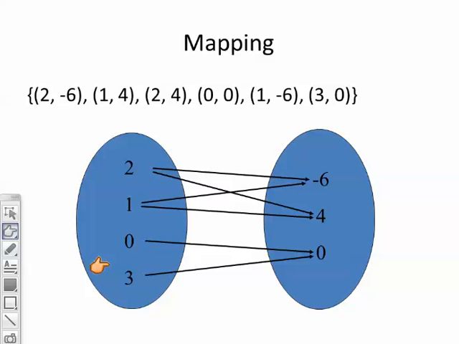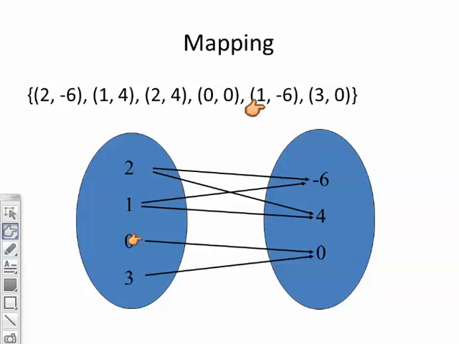Bubbles. Okay? And I'm going to connect the 2, 2 to -6. I'm going to draw a line from 2 to -6. I'm going to draw a line from 1 to 4. I'm going to draw a line from 2 to 4. So I've got another line going in there. I'm going to draw a line from 0 to 0.